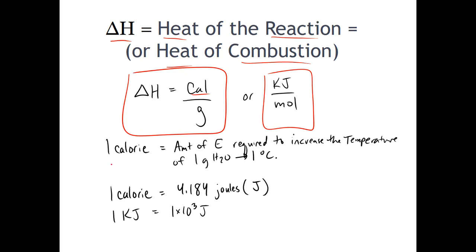Now, 1 calorie is the amount of energy required to increase the temperature of 1 gram of water 1 degree Celsius. That's why, of course, it has a specific heat of 1.00 calories per gram degree Celsius. 1 calorie is also equal to 4.184 joules. So if you ever wanted to convert it, you could just use dimensional analysis. And a kilojoule is just 1,000 joules. So don't get confused by that stuff.